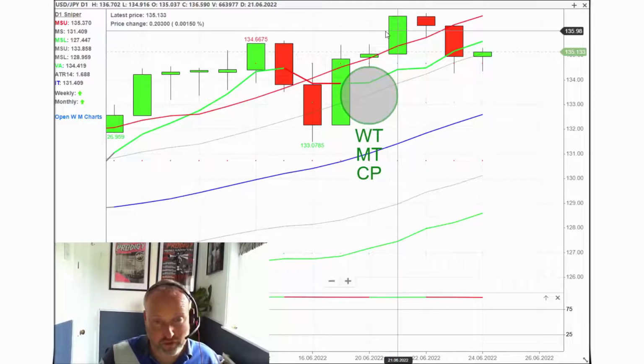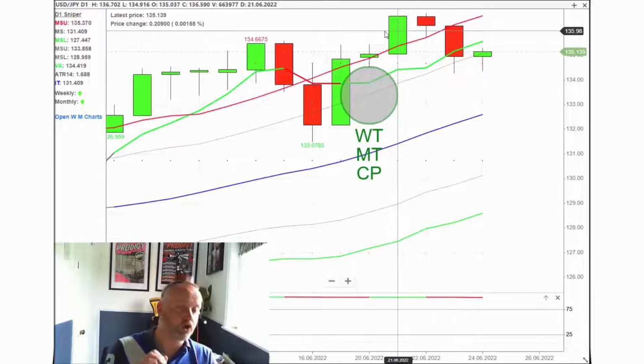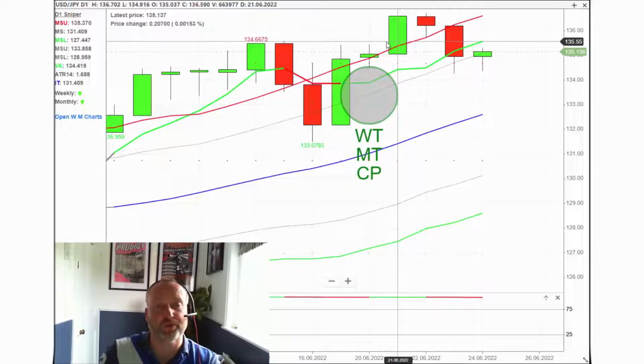So the trades over the last 6 or 7 trading days using the D1 sniper strategy are up 1,445 pips. That is a 100% rules-based approach to trading. Hopefully you've had a good week's trading as well.